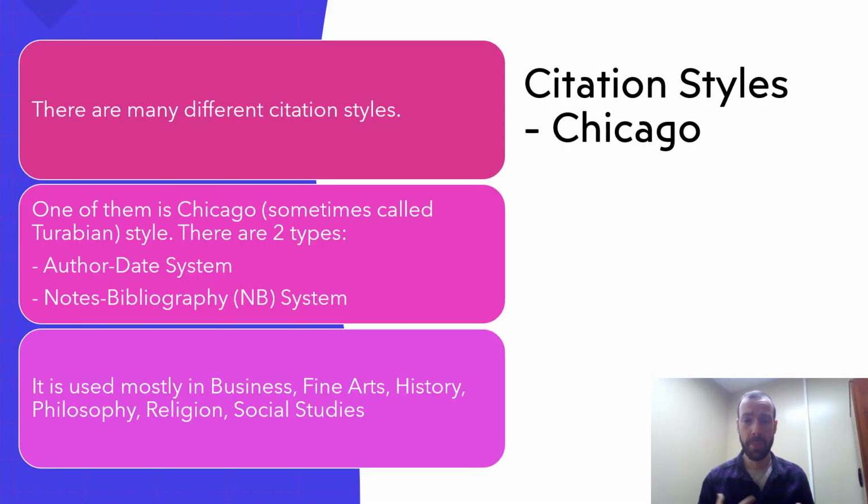There are many different citation styles, and it depends really what subject area you're working in. That'll affect the preferred citation style. Chicago is one of the citation styles. There's actually two types. There's a type called the author date system, which we'll look at briefly. And there's a type called the Notes-Bibliography or NB system. We're going to look at that one a lot more in depth because it's the more common one. It's usually what people think of and refer to when they talk about Chicago style citation. When do we use Chicago? It's used in a lot of different subject areas like business, fine arts, history, philosophy, religion, or social studies.